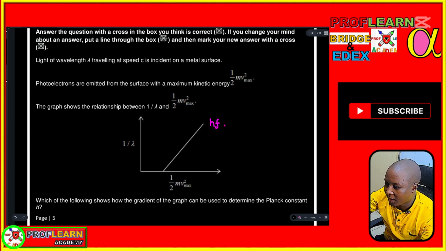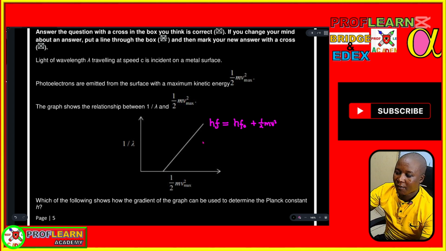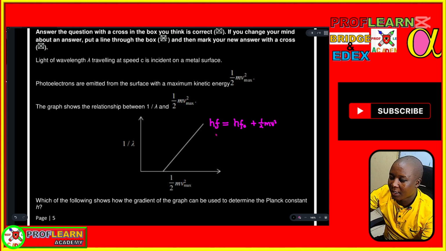If we look at this from the perspective that hf is equal to the work function, which is hf naught, plus a half mv squared, this equation that we have here can be written in terms of wavelength as hc over lambda is equal to, let me just use the symbol for work function, plus a half mv squared.